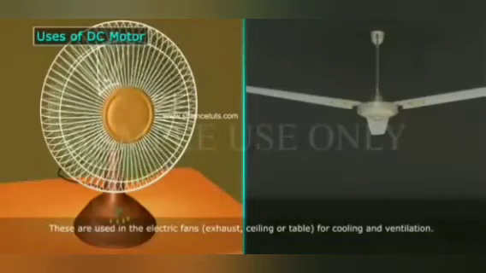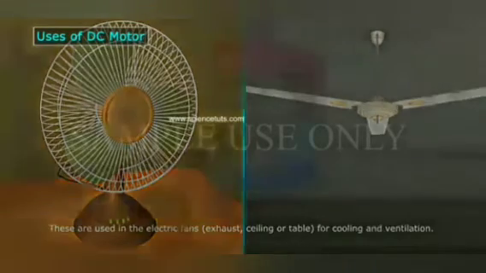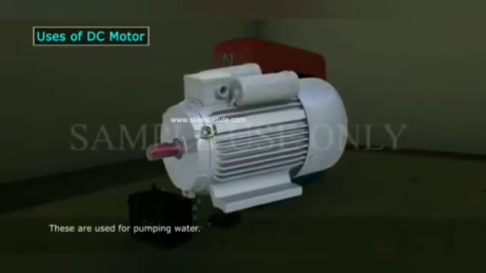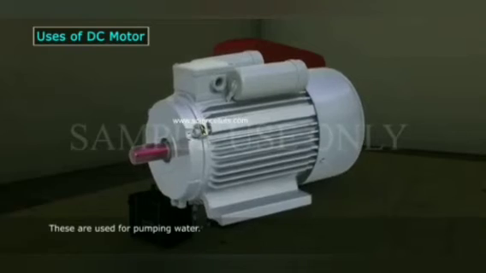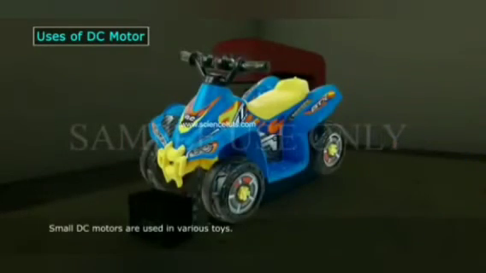Uses of DC motor. These are used in electric fans, that is exhaust fans, ceiling fans or table fans. These are used for pumping water. Big DC motors are used for running tram cars. Small DC motors are used in various toys.